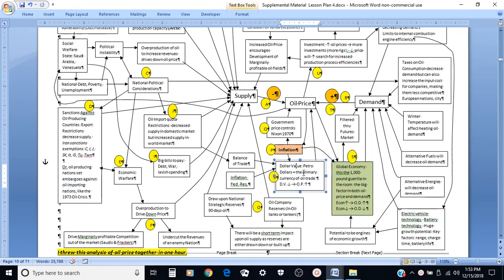Now, given the fact that there's a petrodollar, and given the fact that oil is primarily purchased with dollars, that means the value of the dollar has a huge importance.